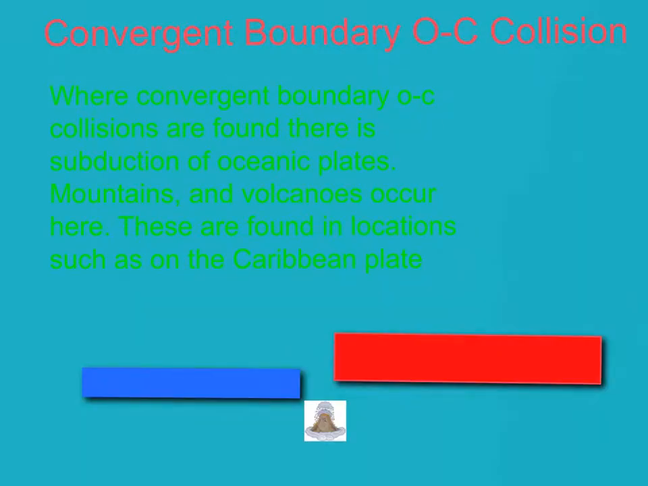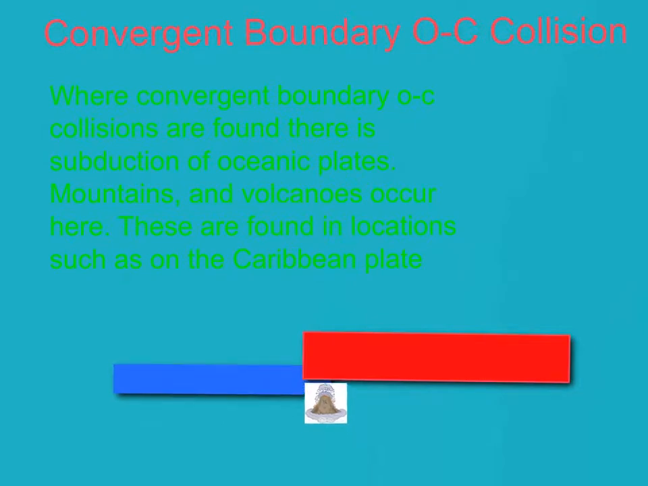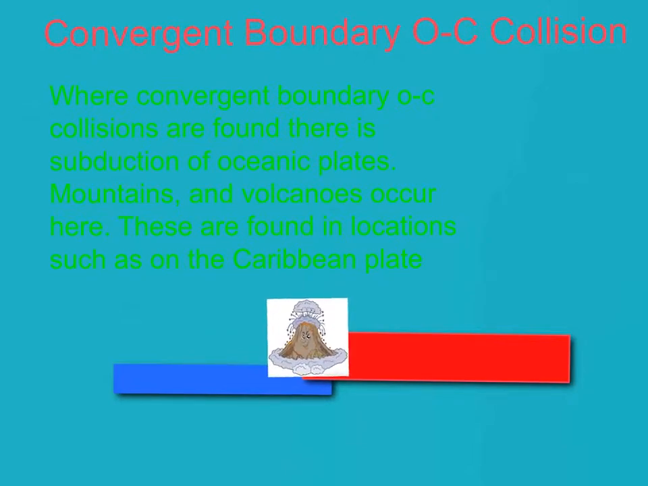Convergent boundary, oceanic continental collision. Where convergent boundary, oceanic continental collisions are found, there is subduction of oceanic plates. Mountains and volcanoes occur here. These are found in locations such as on the Caribbean plate.